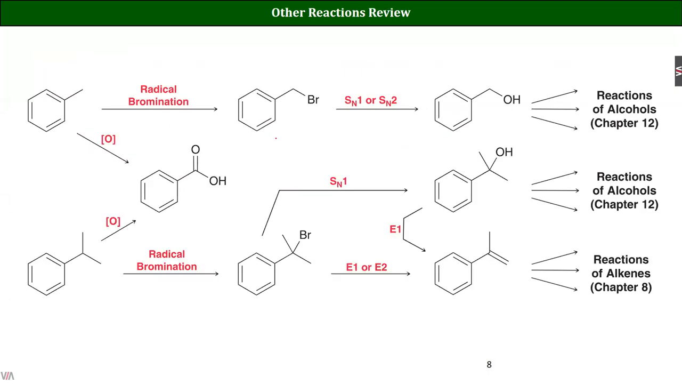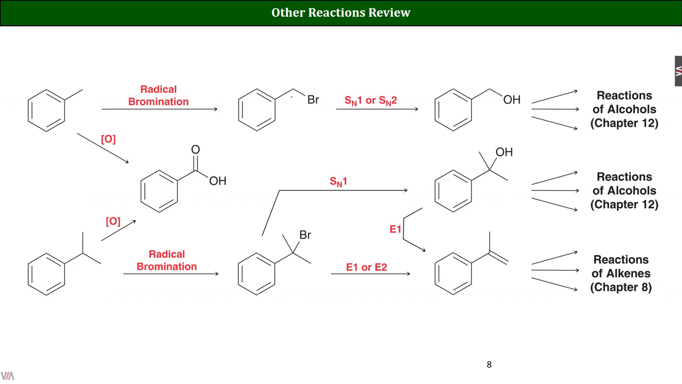All right, so this is just a recap of all the reactions that we've seen benzylic carbons involved in. Again, nothing that's particularly new. You can do radical bromination that brominates the benzylic carbon, and then from there you can do SN1 or SN2, just like we've seen before. You can take a benzylic carbon and oxidize it using dichromate to make the carboxylic acid. And you can do that if it's a secondary or tertiary benzylic carbon as well. You just need at least one hydrogen there.